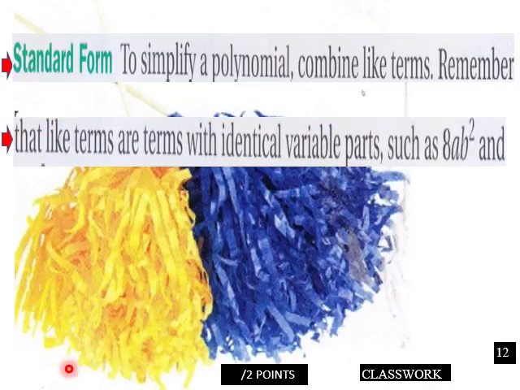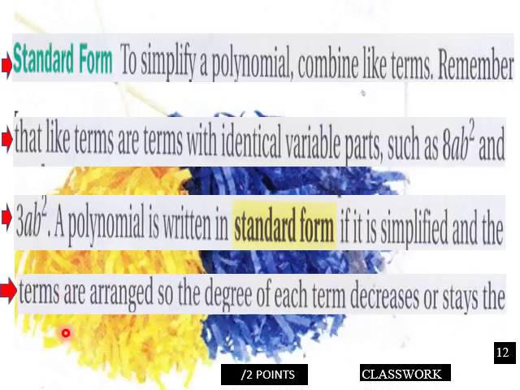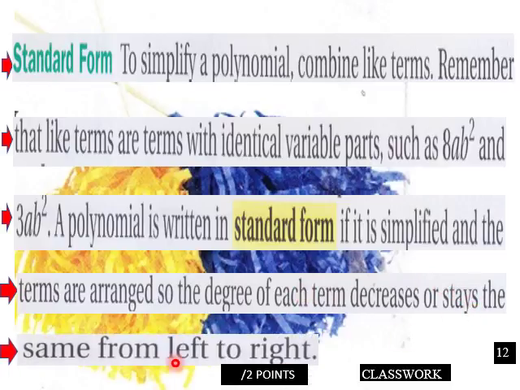Standard form. To simplify a polynomial, combine like terms. Remember that like terms are terms with identical variable parts, such as 8ab squared and 3ab squared. See, they both have the same degrees for their variables. A polynomial is written in standard form when it is simplified and the terms are arranged so the degree of each term decreases or stays the same from left to right. That's standard form.